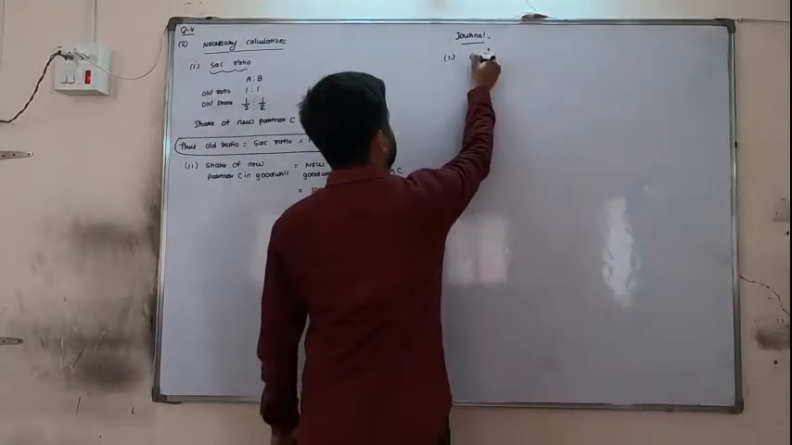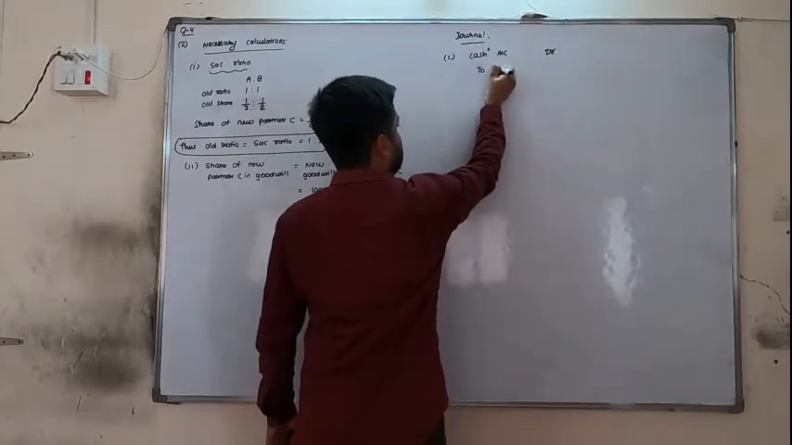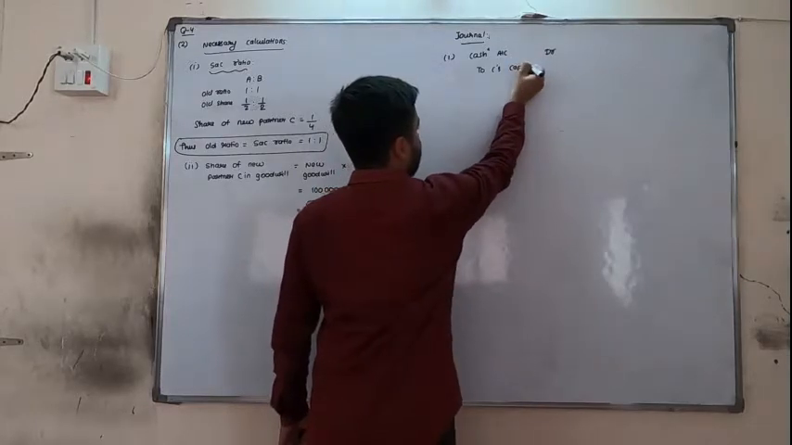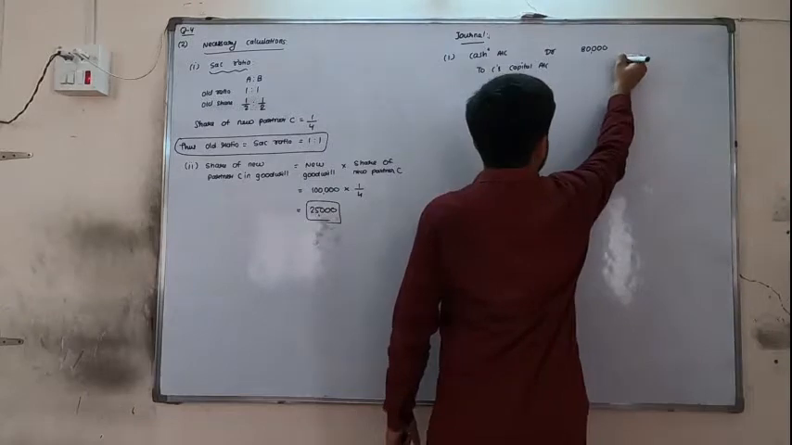So we will write the entry. Cash account debit to C's capital account. The amount is rupees 80,000.